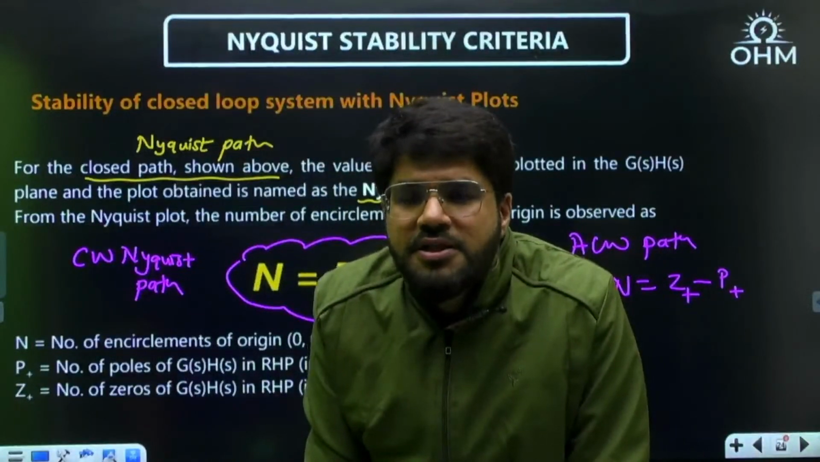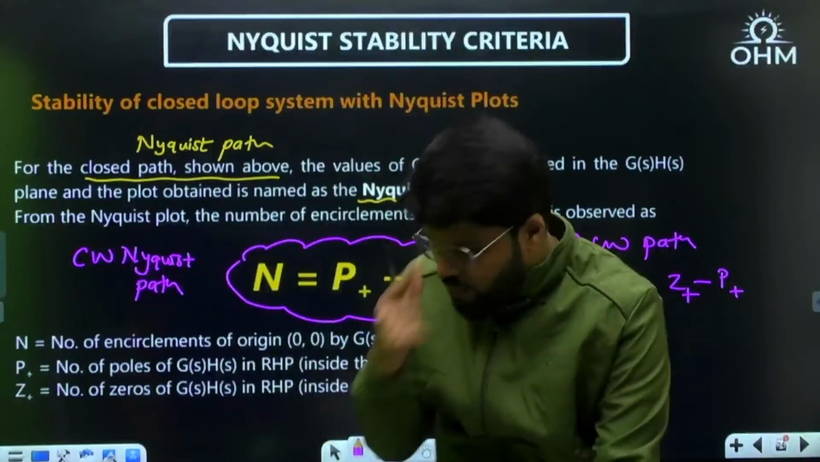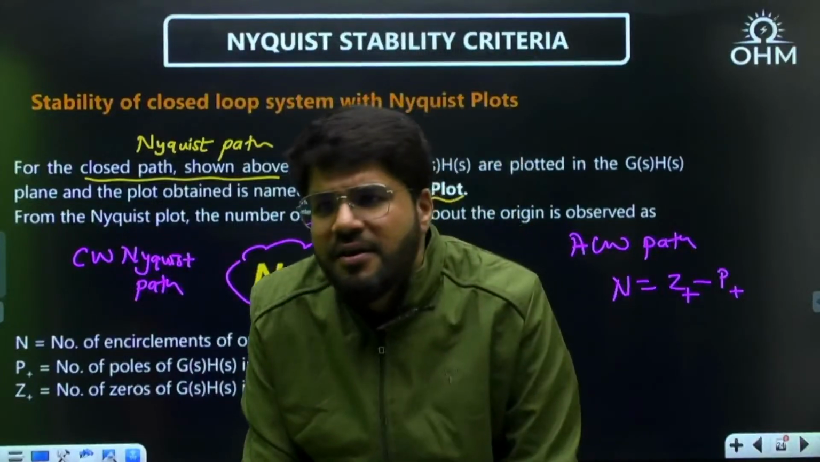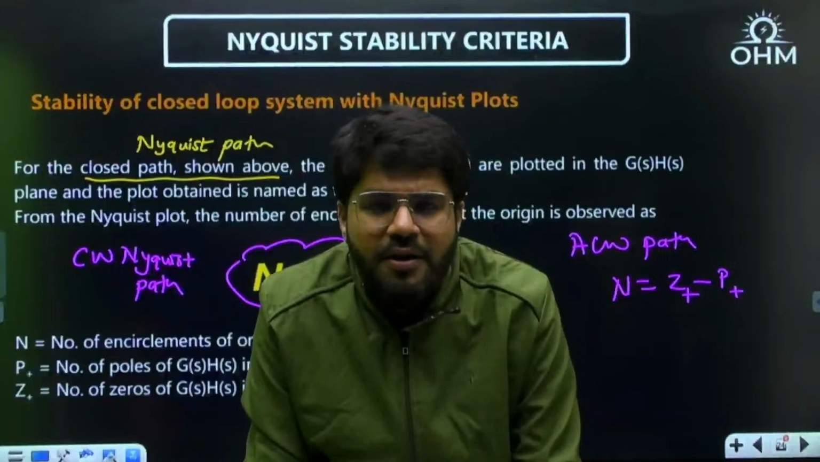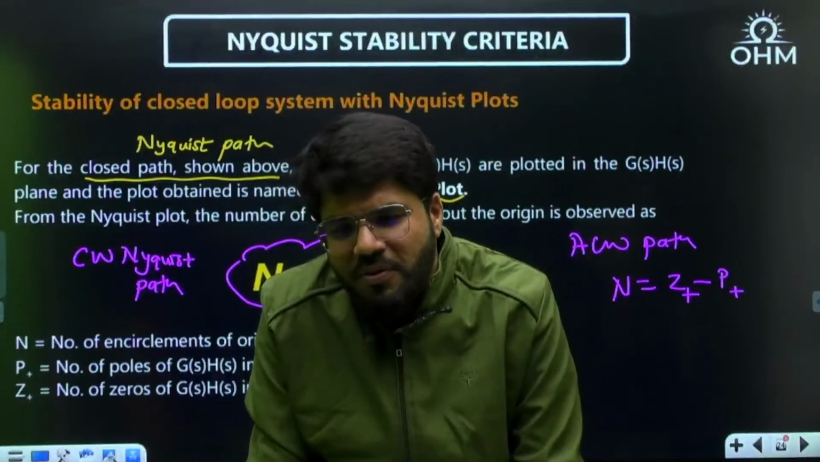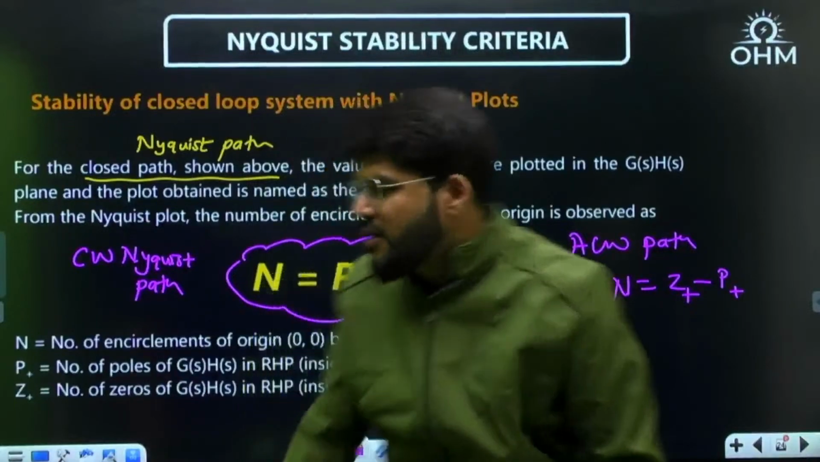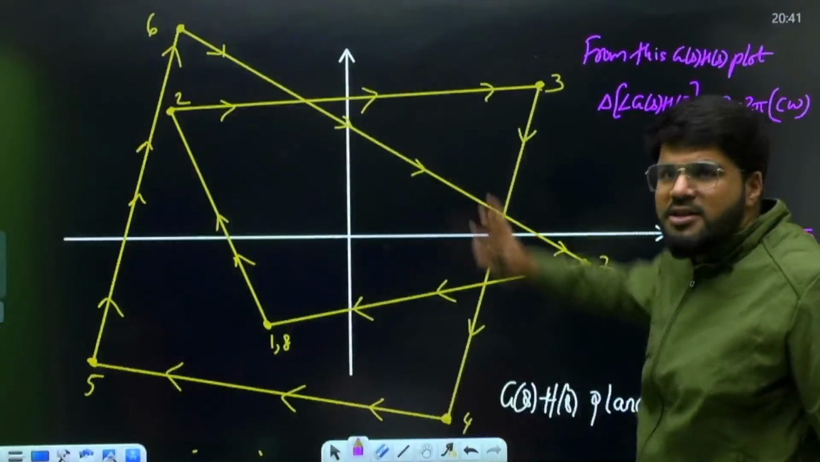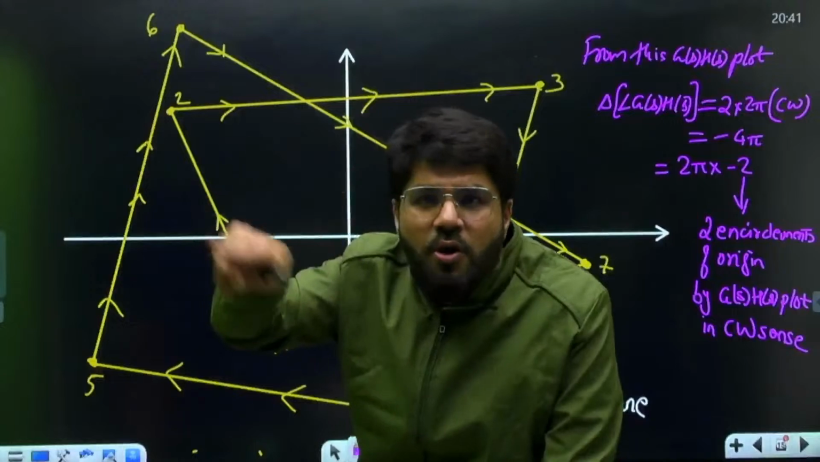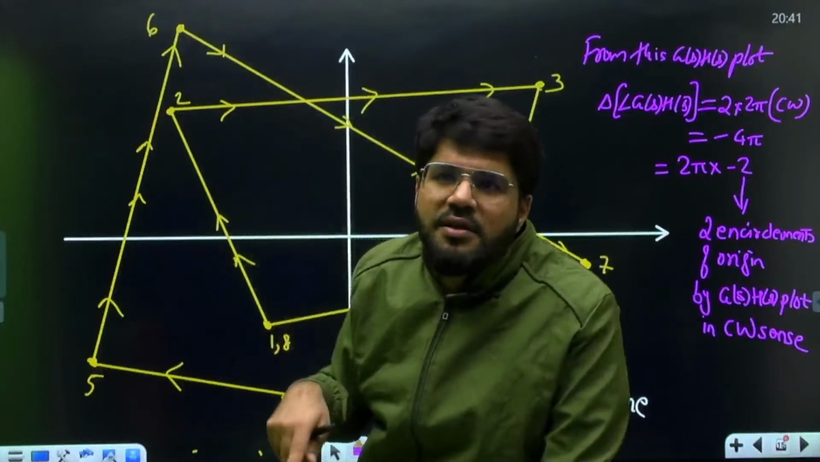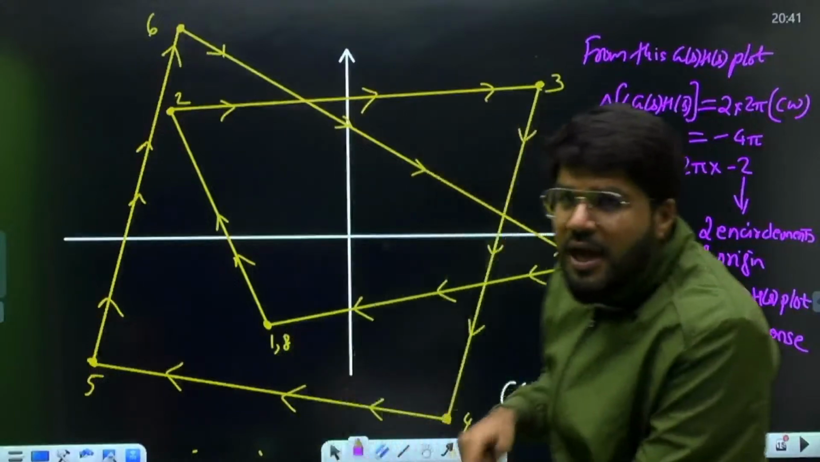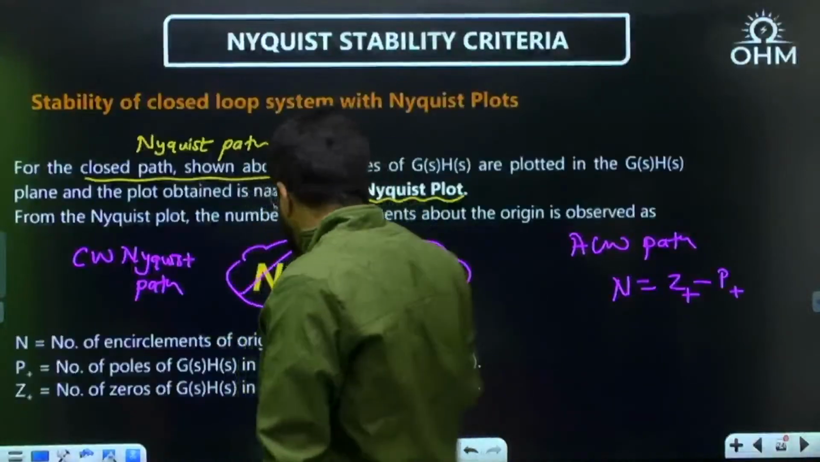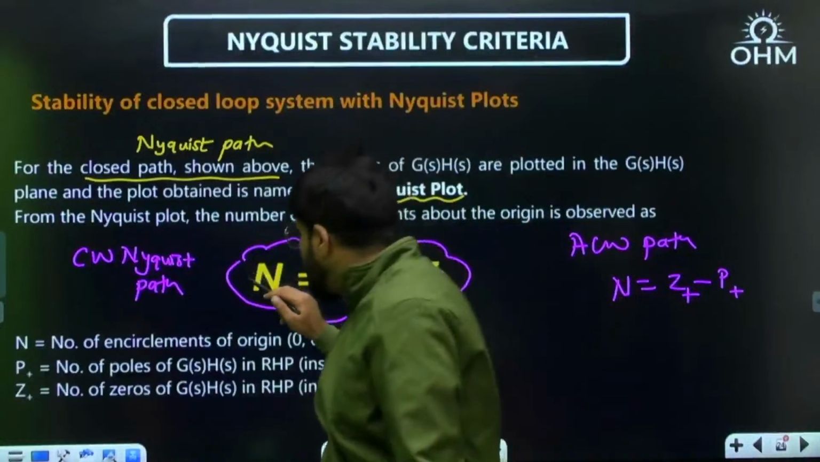Suppose you draw the Nyquist plot. Now come to the next very important point. Sketching Nyquist plot again is a different art, that we'll cover later. But suppose you draw the Nyquist plot, some G(s)H(s) plot like this. Once you have drawn it, you can observe how many times you are moving around the origin, how many times the origin is encircled. That is the N value here. So once you draw the Nyquist plot, you can notice the N value.